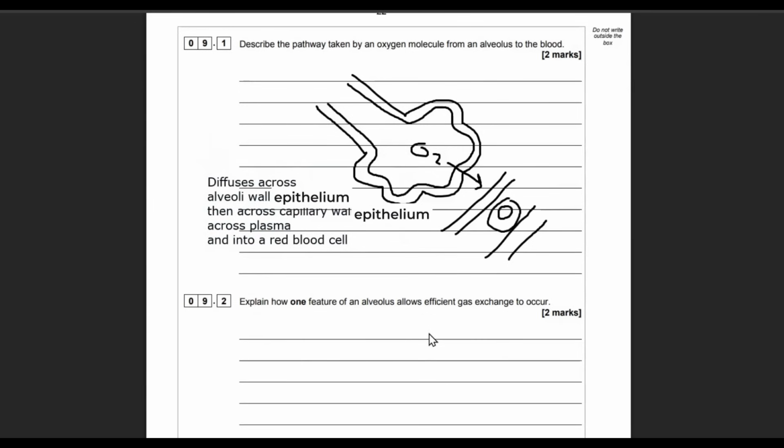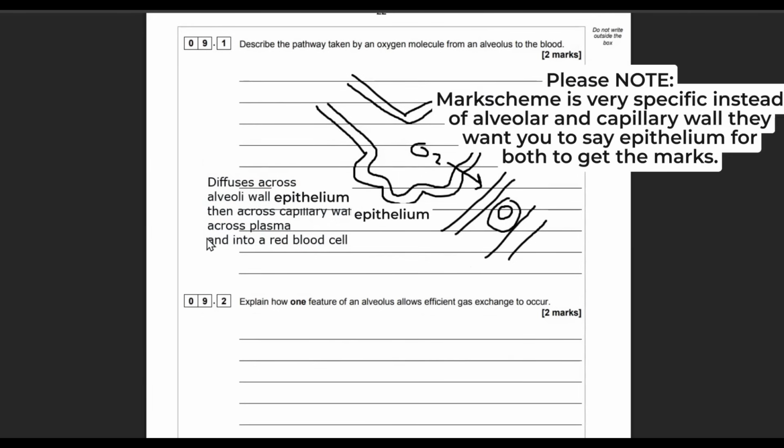It'd be something like the word diffusion is 1 mark and then across the capillary wall, and you're like, oh, easy peasy. Well, you might as well put across the plasma into the red blood cell, across the red blood cell membrane, and then attaches to the hemoglobin, if you like, becomes oxyhemoglobin. They're not going to deduct marks. They'll just say ignore if they're not interested in it.